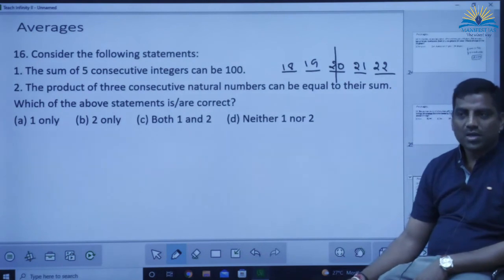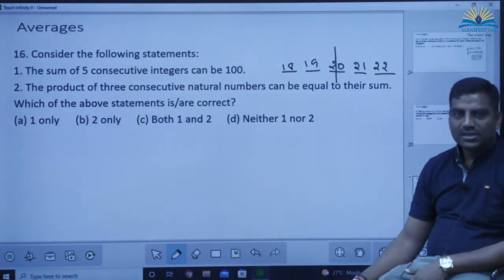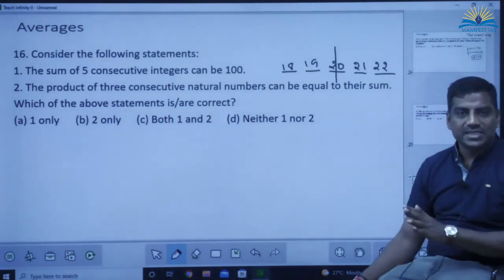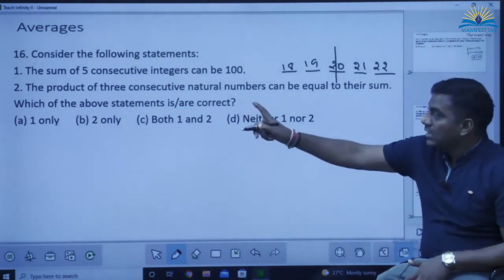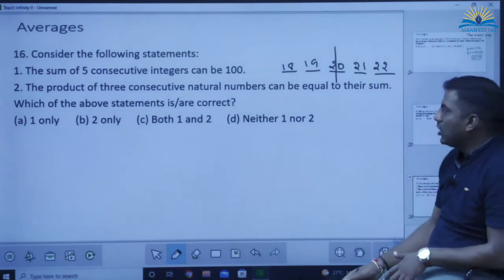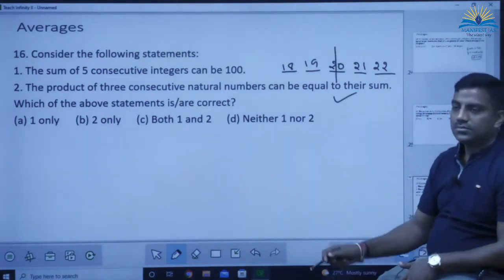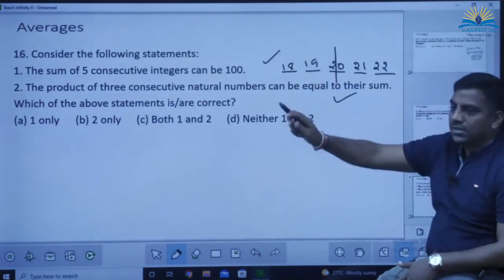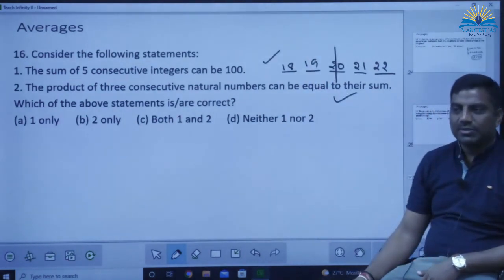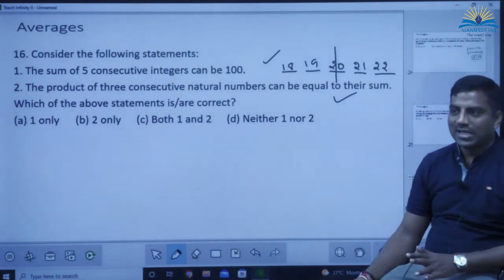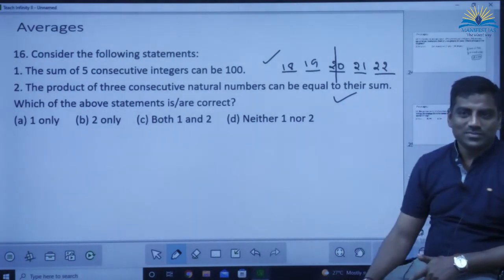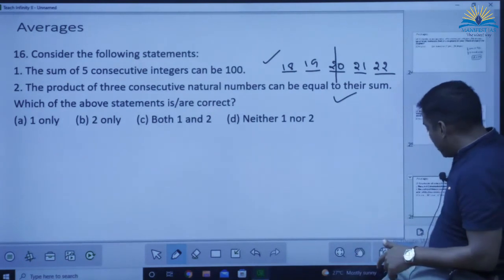Start with 1. 1, 2, 3. Sum of 1, 2, 3 is 6. Product of 1, 2 and 3 is 6. So, the product of 3 consecutive natural numbers can be equal to their sum. First statement is also right. Second statement is also right. Life is jingalala. Yeah, both 1 and 2. Yeah. So, how many questions are left?